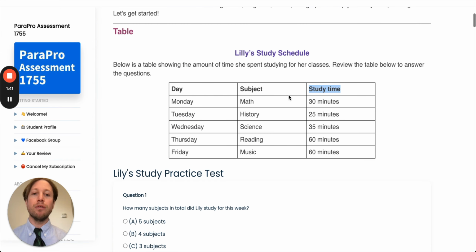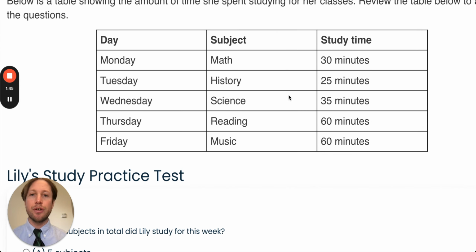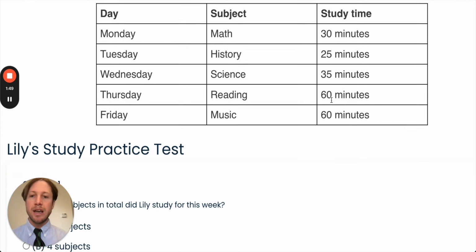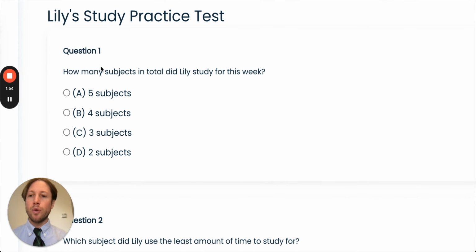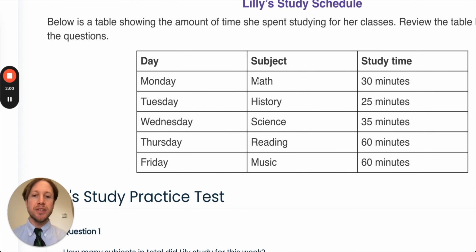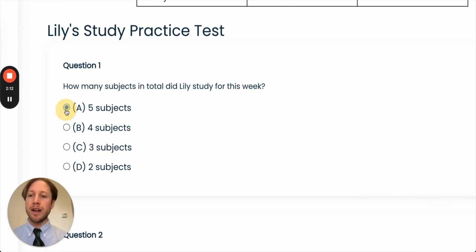All right, now let's have a look at what we can see and the information we can gather from the table. We have the days, the subject, and the study time. And let's go ahead down and complete the questions right now. So question number 1 reads, how many subjects in total did Lily study for this week? And we can see that math, history, science, reading, and music, there are no overlaps or subjects that were repeated, so we can see that there are a total of 5. So we're going to go down here and click the 5.